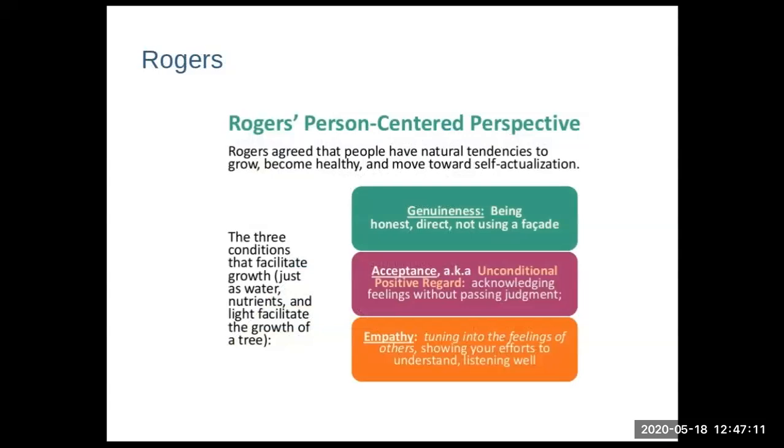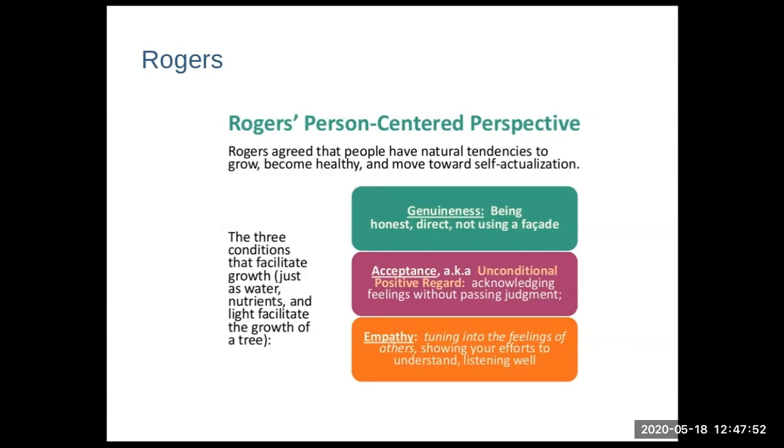With Rogers, again, it's not centered on yourself, but it's how you treat others that makes you a better person. So he said that people have natural tendencies to grow, to become healthy, and move towards this same idea, self-actualization, the ability to live your best life, set goals, and do the ideal, right? And so he said that there are 3 conditions that facilitate growth, just like water, nutrients, and light make a tree grow into its best potential. And those 3 things, as I talked about, were genuineness, acceptance, aka unconditional positive regard, and empathy.